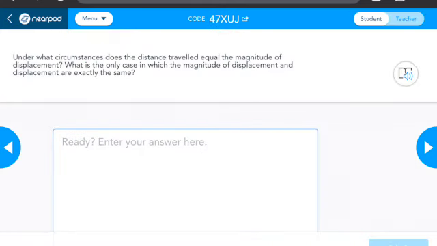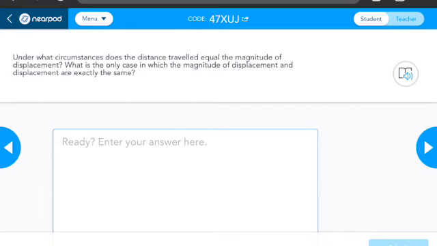So here we got 2 questions. Under what circumstances does the distance traveled equal the magnitude of displacement? The only way that's going to happen, remember, magnitude of displacement is the absolute value of the displacement, so that means the magnitude of the displacement is equal to the distance traveled. The only way that's going to be possible is if they are going in the same direction and there is no change in direction.